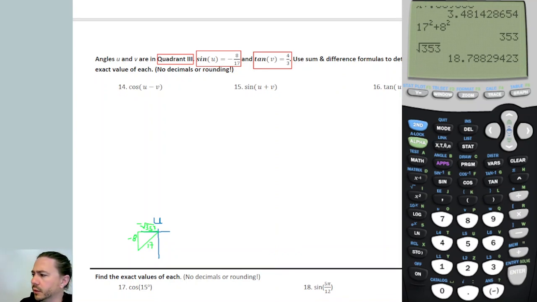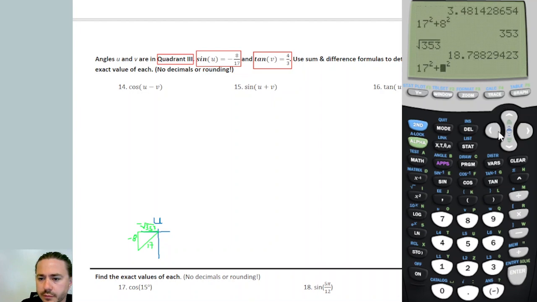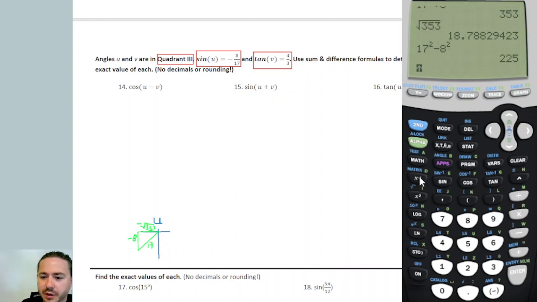Oh wait, hold on. This should be minus up here. I think I made a mistake. Let's go back up. Yeah, this should be minus. I was going to say, I was pretty sure that was a Pythagorean triple, but there we go. Okay, that's a much nicer number.